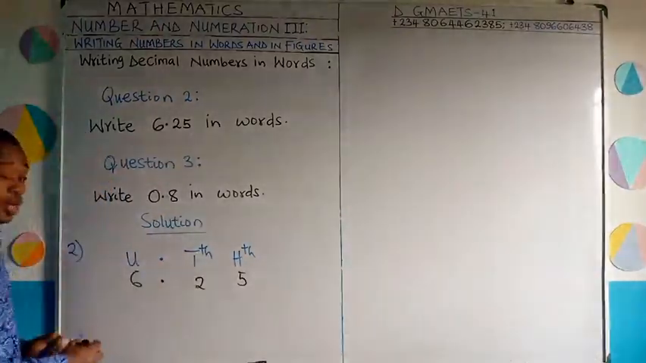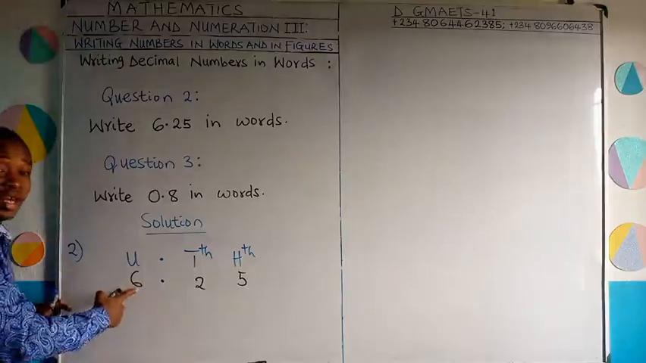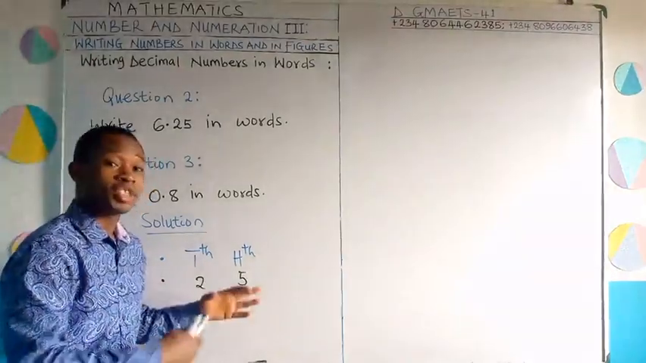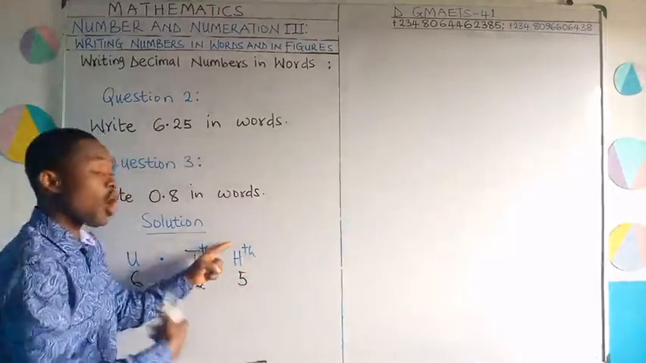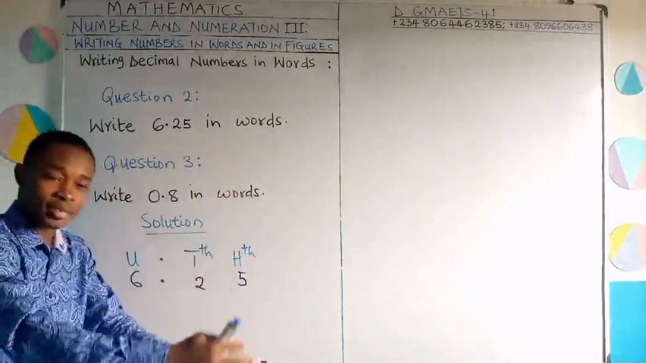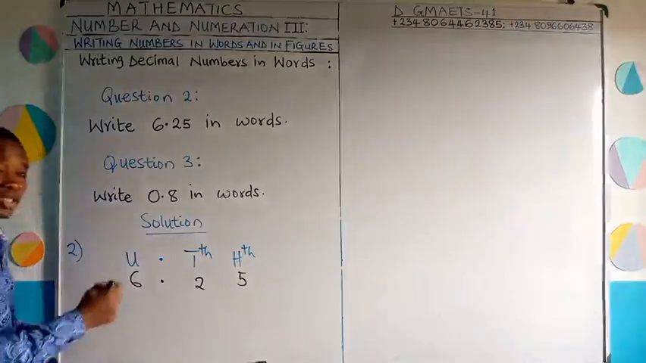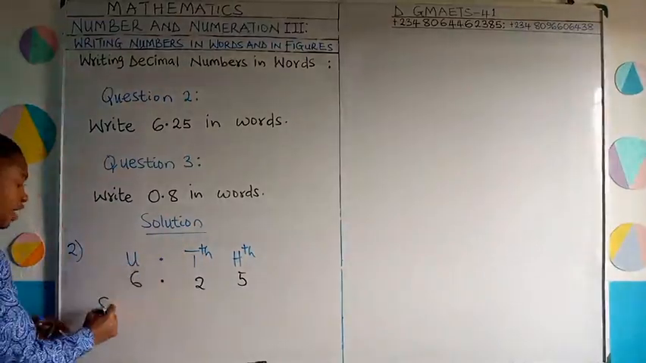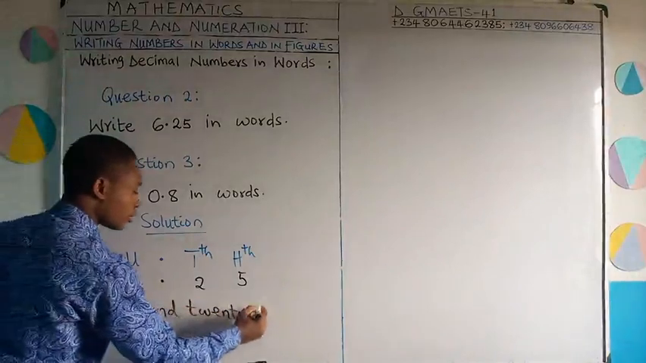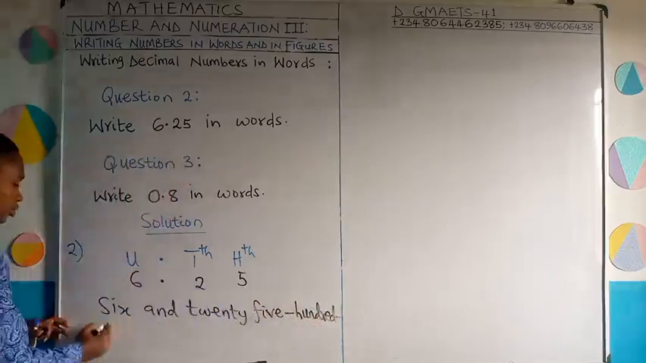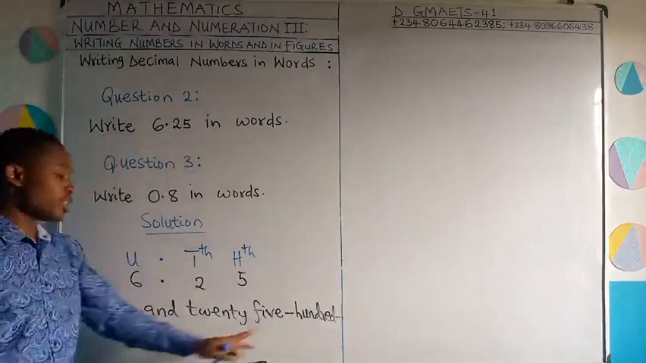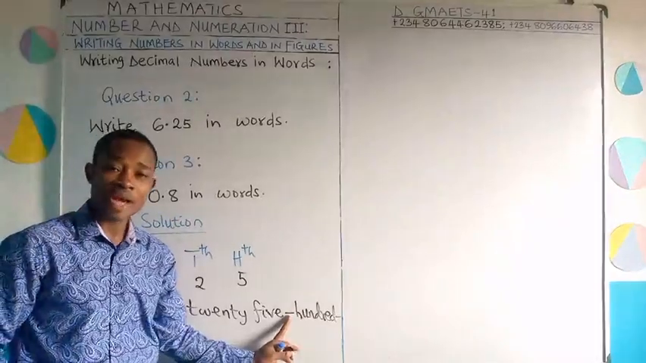So writing these in words is simple. You pronounce the whole number part, which is 6. You pronounce the decimal digit part, which goes with 25 hundredths. Then join both pronunciations, that of the whole number and the decimal part, using and. So let us go. 6 and 25 hundredths. This hyphen that I put here, if you like, you can put it.